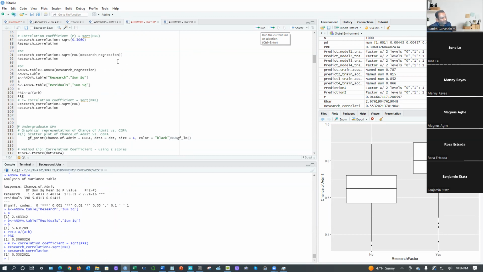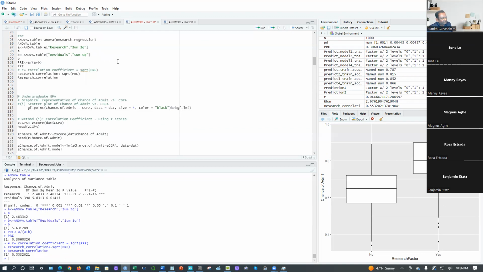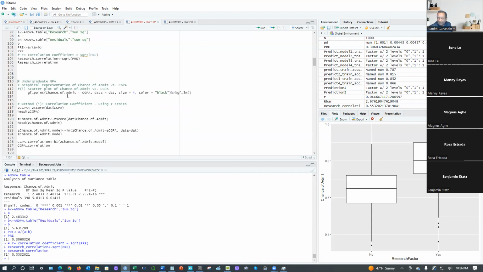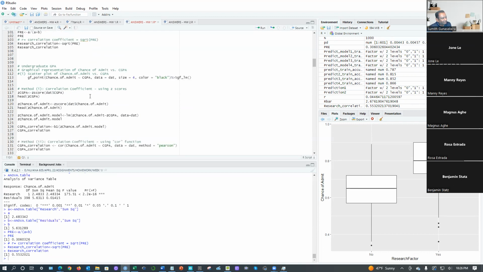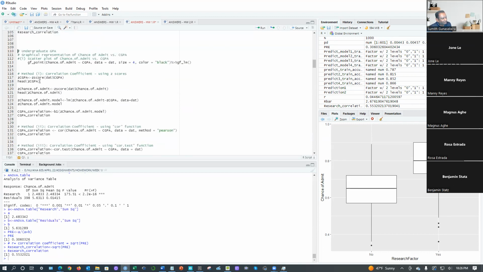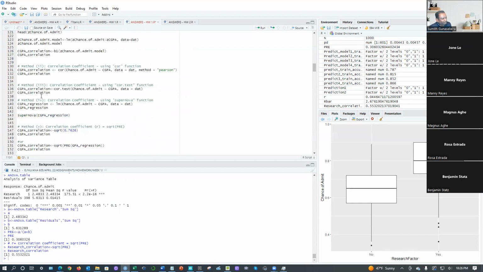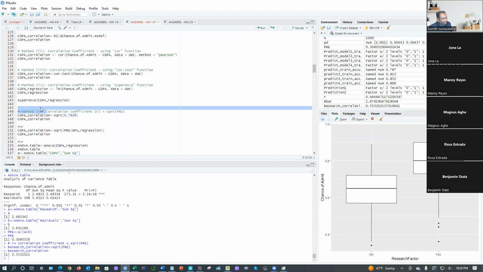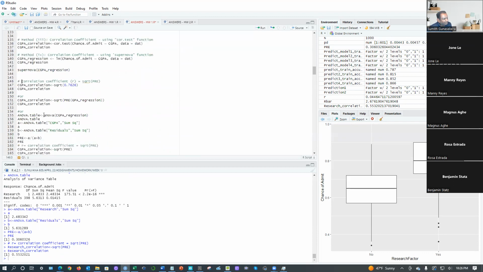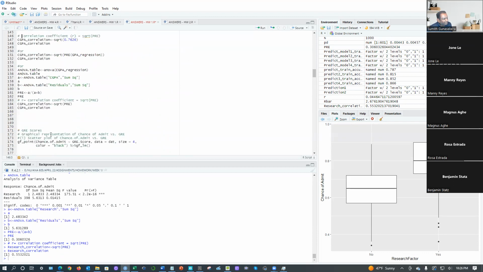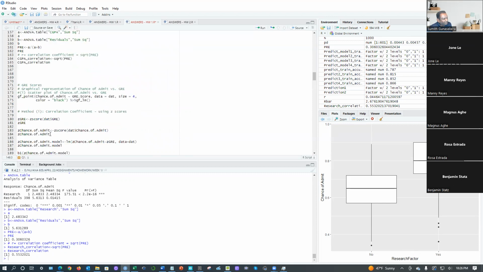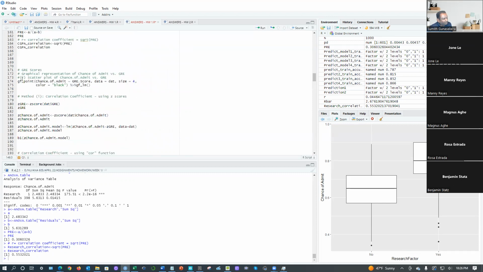So in a similar fashion, you can get this done in several ways. Now instead of chance of admit, you're going to use the CGPA. Same way, we talk about method 3, method ANOVA, and they go together here too. You go to that one and get the correlation coefficient, and then do that one or this one. And then you do the same thing for GRE.